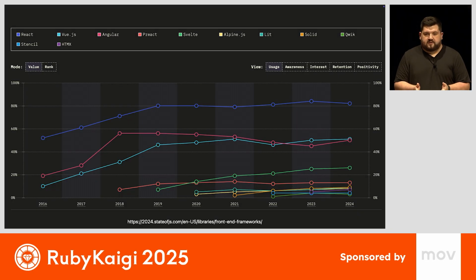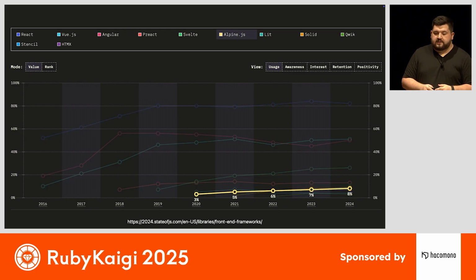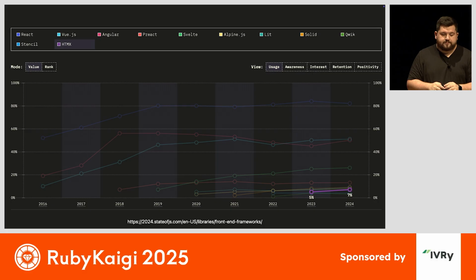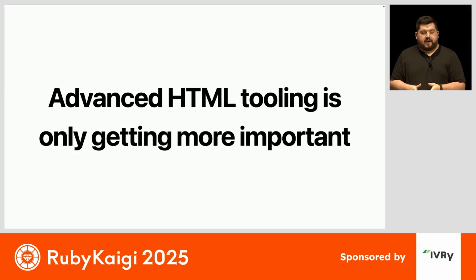In the State of JS survey, we also saw something similar with Alpine.js, which is quite similar to Stimulus, that there has been some gain in popularity. This is not a lot compared to the rest of them, but the JavaScript ecosystem is much bigger, so it's kind of interesting to see that there's still an uptick in this development. Similarly, with HTMX, which is similar to Turbo, there has been some advancements there too and some popularity gains as well. So I think the advanced HTML tooling is getting more important now.